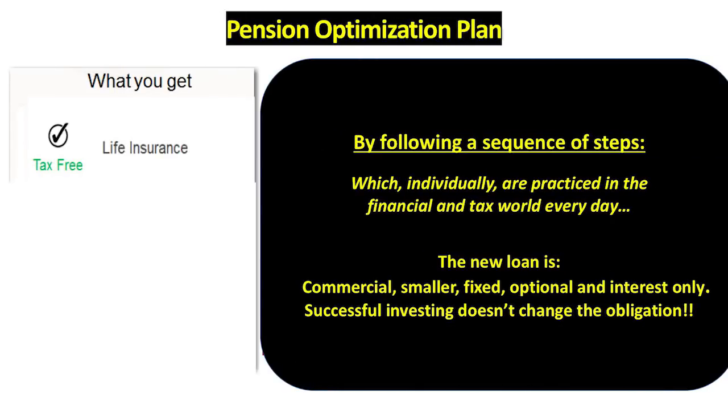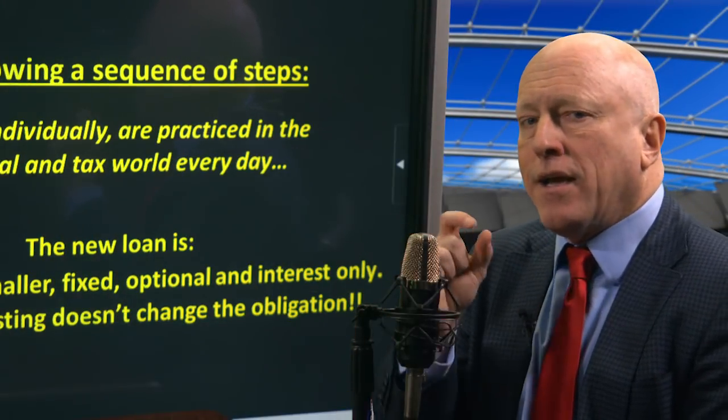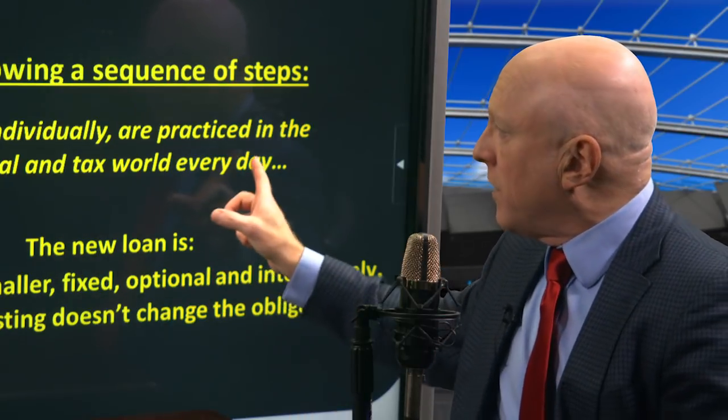For lack of a better term, we'll just call this the POP plan, the pension optimization plan. One of the ways in which you can do this, and most people aren't aware of it, is you can own life insurance in a qualified plan. You can't own it in an IRA, only in a profit sharing plan. And if we do that, we're still going to have a lien, if you will, as you'll see. You get to pick, but it's going to be commercial, smaller, fixed, and you don't get penalized for successful investing.